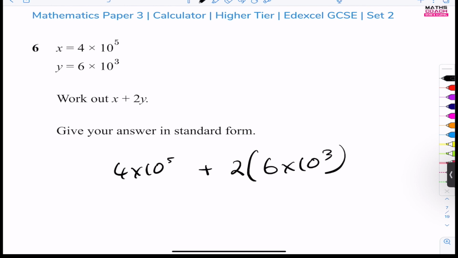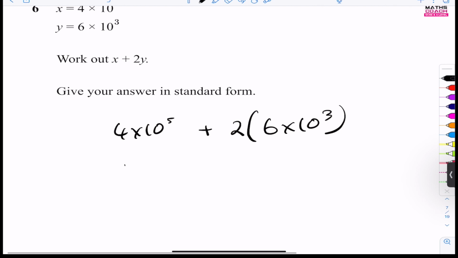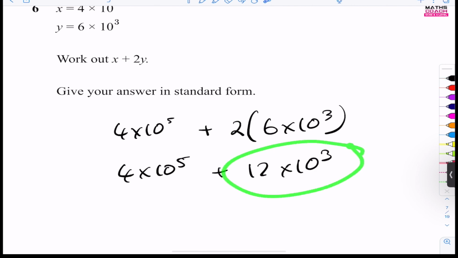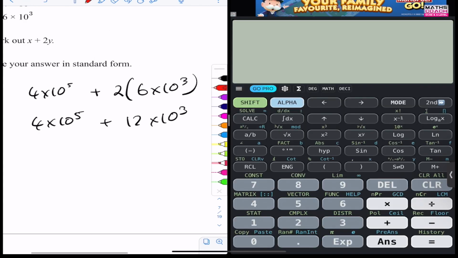And we can just put this into our calculator, but before we do that, let's just do a little bit more simplifying. So 12 times 10 to the power of 3. Notice this is not in standard form. It needs to be 1.2. So this is my calculator. I'm going to show you how to put this into your calculator.